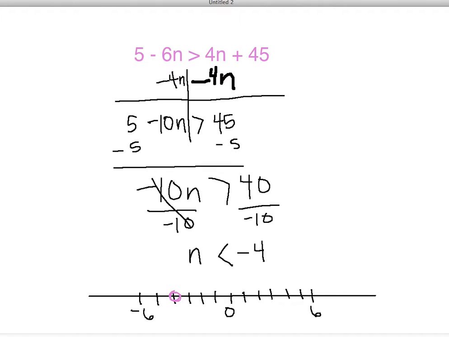And I know that since it is not filled in, I'm going to leave it open. And we're talking about numbers smaller than negative 4, so it's going to be all these guys over here. So here's my graph. So the answer to my equation or my inequality is any number that is less than negative 4. Okay, so that's our first one in the packet. So now we're going to move on to our second one.